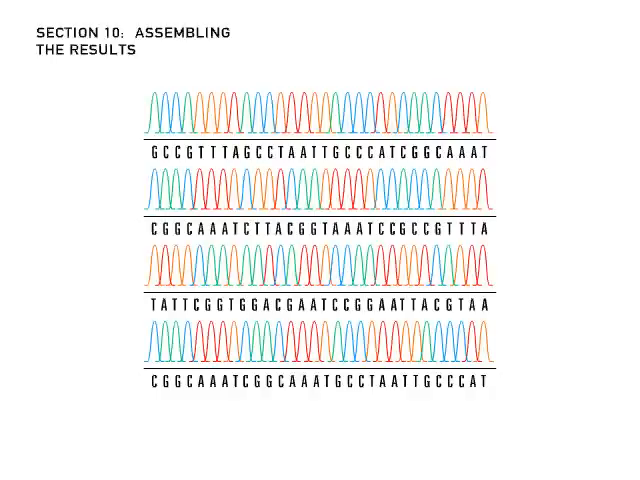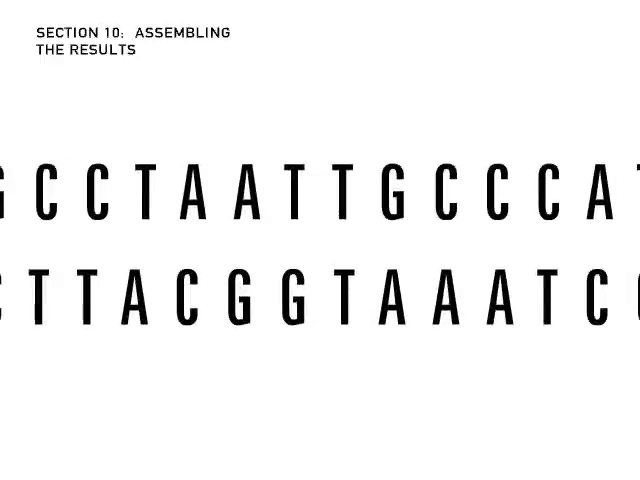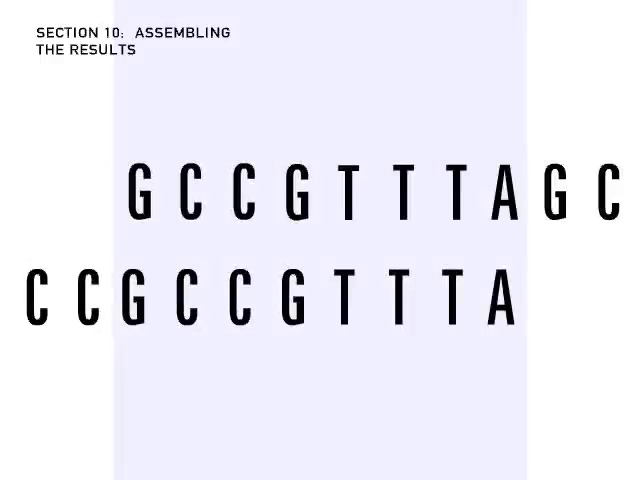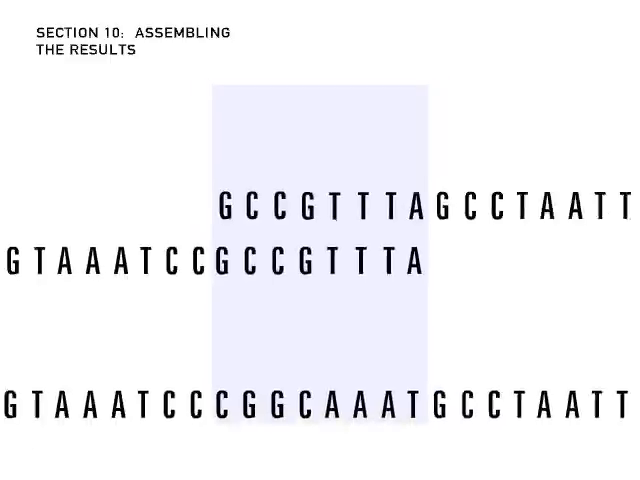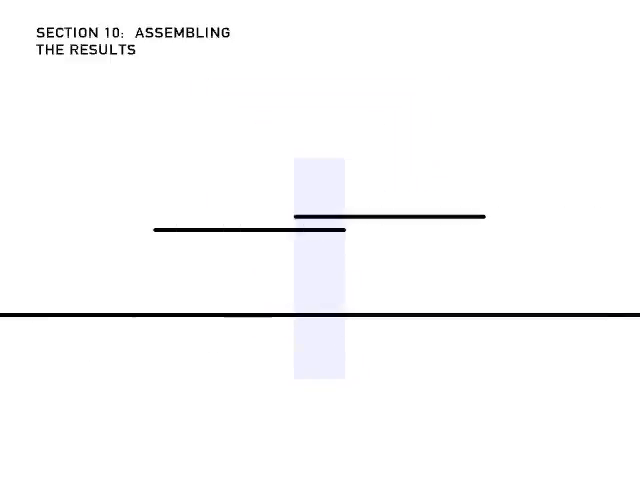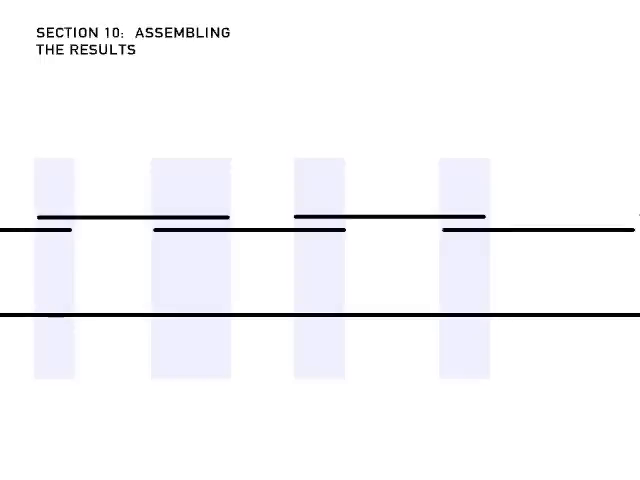A computer program integrates the data from individual sequencing reactions. It can spot where DNA fragments overlap and order them as they originally were on the chromosome. Many overlapping sequence reads are needed to generate the uninterrupted sequence of the original stretch of DNA.